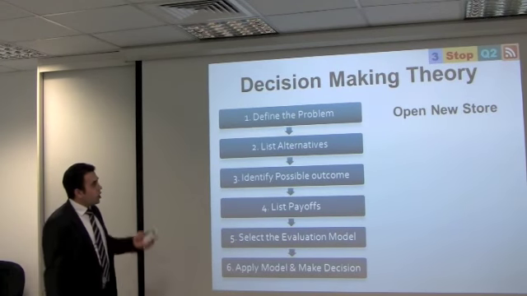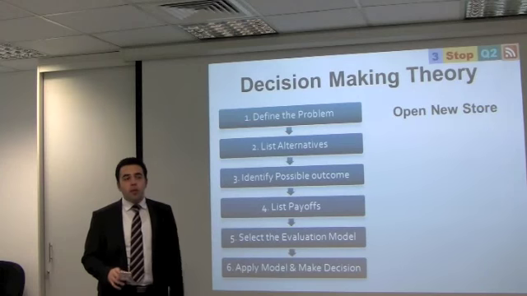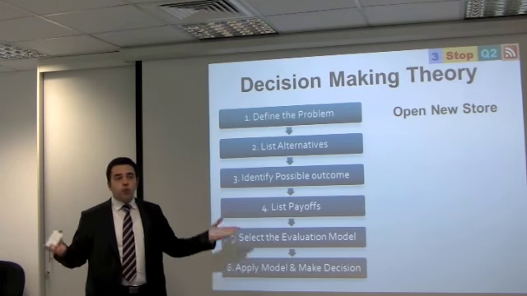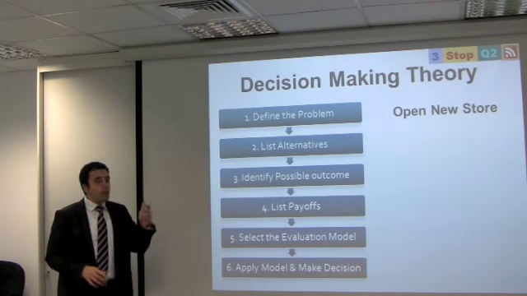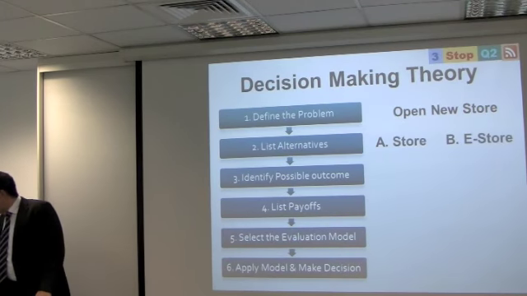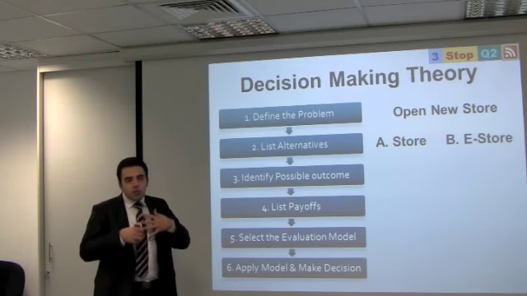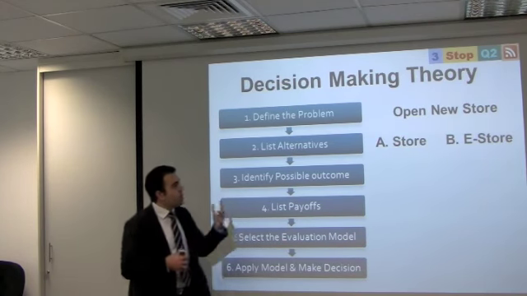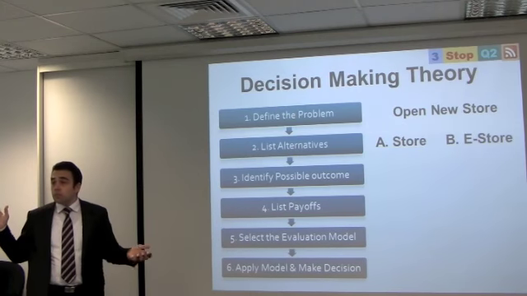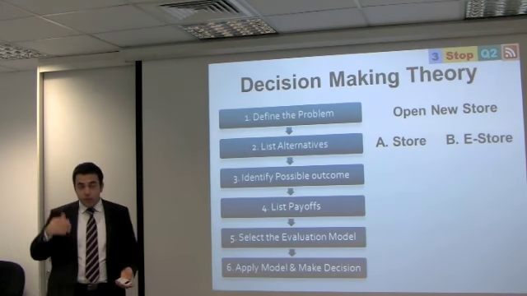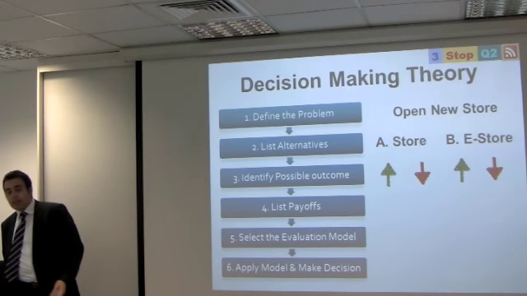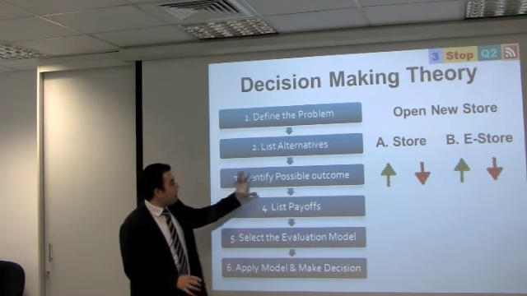Okay, here's an example: open a new store. I define the problem. I want to open a new store, I want to expand. Okay, what are the alternatives for me? It's easy. Just for me, I'm saying I have 2 alternatives: opening a store or opening an online store. See how you need to think about it every time. After that, what is the condition? I look at the possible outcome.